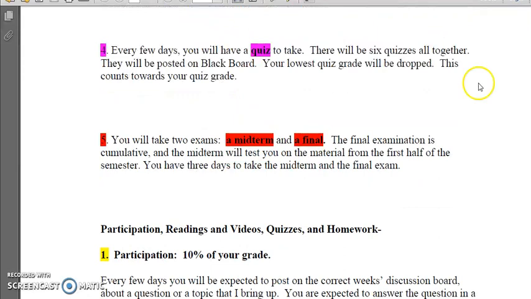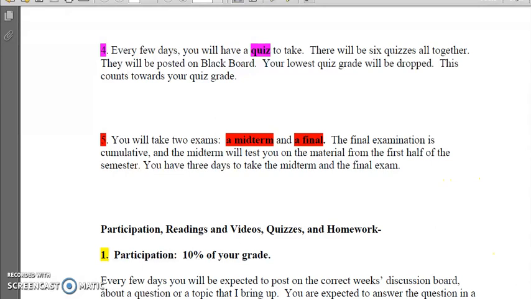So quizzes, let's move on to number 4. Every few days you'll have a quiz to take as well. There are going to be 6 quizzes altogether. They're going to be posted on Blackboard. So you have to go to Blackboard where it says quiz, click on the link, print out the quiz. We'll talk a little bit more about what to do with the quiz in a second. There's going to be 6 quizzes this semester. I'm going to drop your lowest quiz grade.